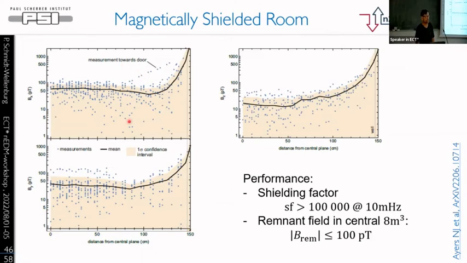And that's kind of expected because the door you have to open and close. And so it's not one layer of magnetic material or magnetic shield, but you have to push against it. And so it depends a little bit on how good you can actually magnetize it. So we have a remnant field in the central cubic meter or 8 cubic meters where we will mount the experiment of below 100 picotesla and with gradients which are also very, very small already.